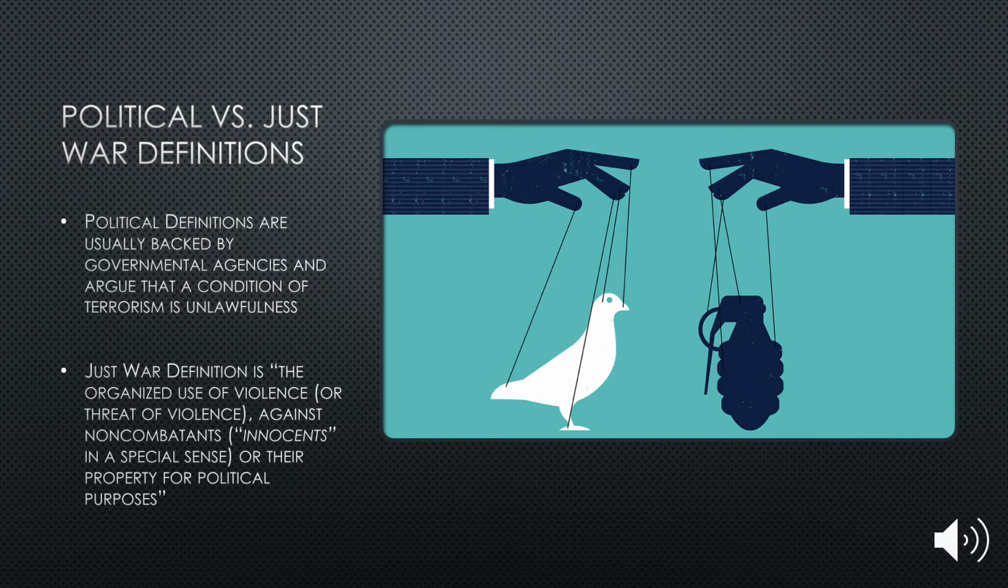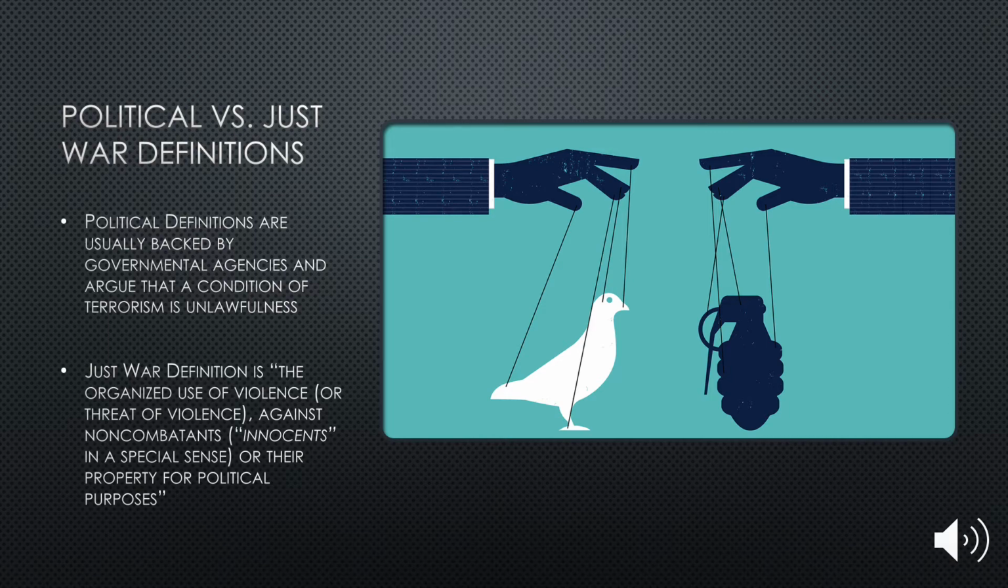The next definition that he breaks down is called the just war definition. This is the organized use of violence or threat of violence against non-combatants or their property for political purposes. The problem we have here is, how do we define innocence? Is it determined through individual actions? Did somebody do something to deserve violent action, either through self-defense or peremptory violence?